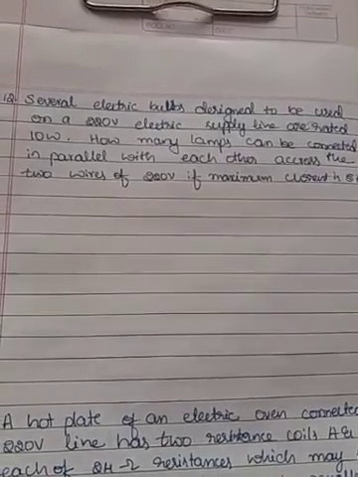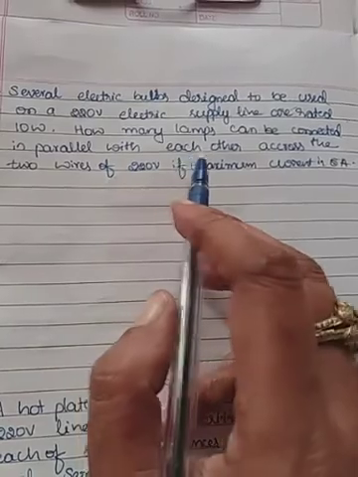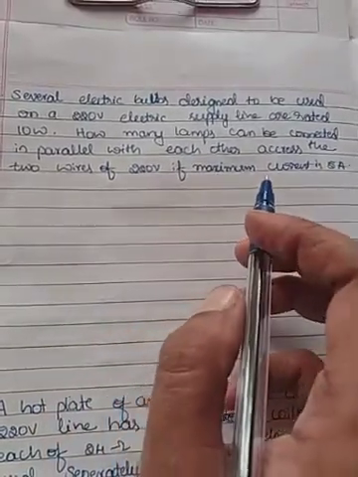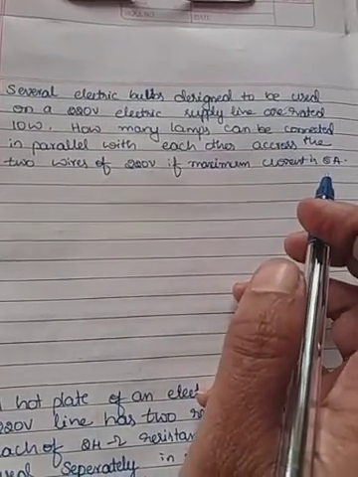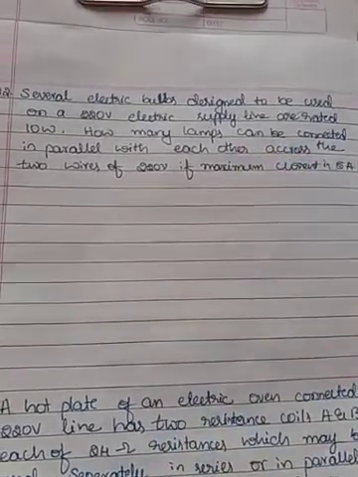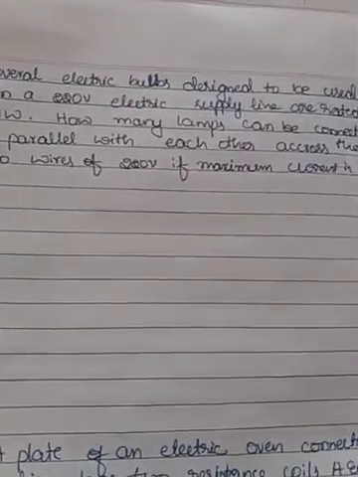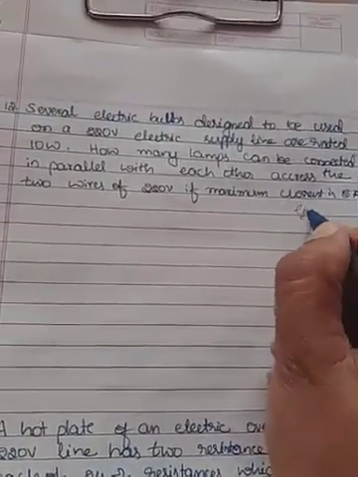How many lamps of 10 W, where W means watt, can be connected in parallel with each other across the two wires of the 220 volt supply of maximum current 5 ampere? So we want to find out how many lamps can be connected. Before that, first write the given.